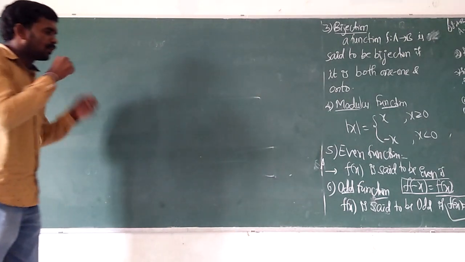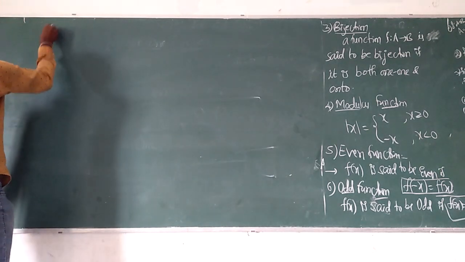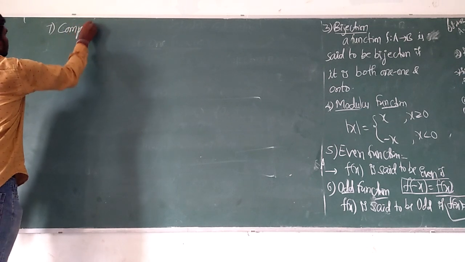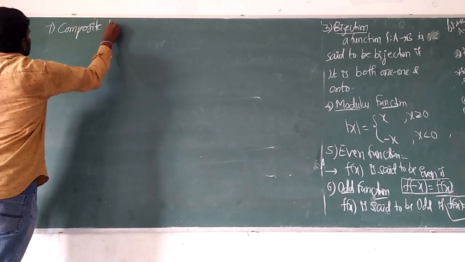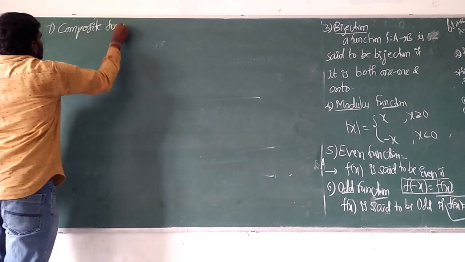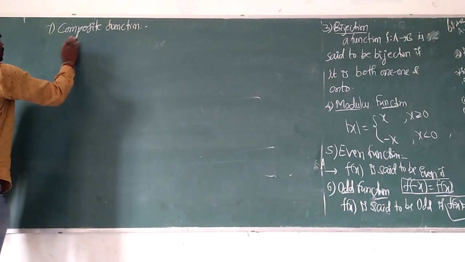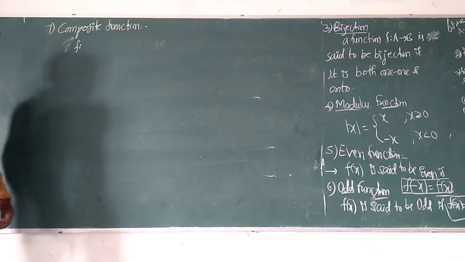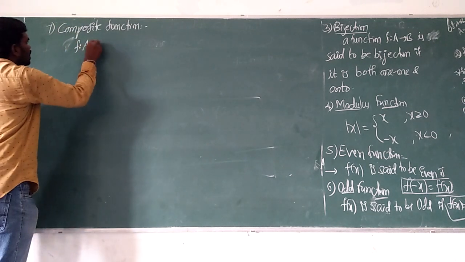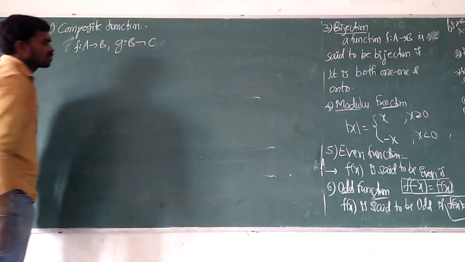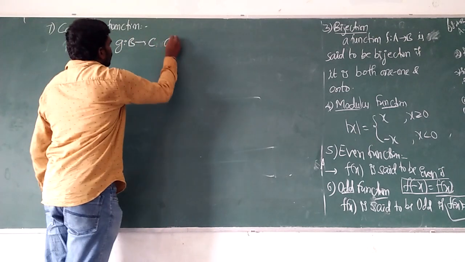So that is composite function. Composite function means suppose two functions are there. One is f, which maps from A to B, and g maps from B to C. These are two functions.